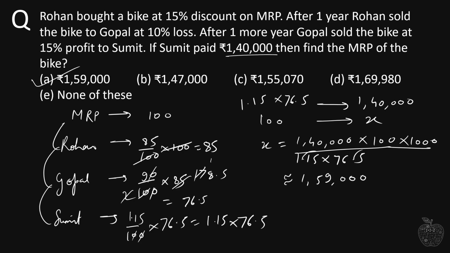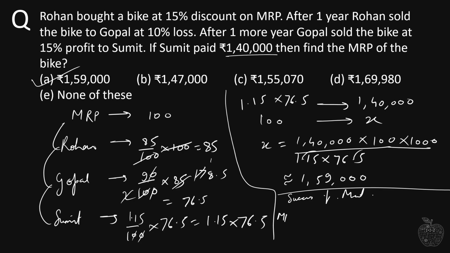Now this is one way of solving a question. There is another method which is called successive percentage method. So I'll show you that too. That is much easier. So successive percent method here is, we know that Rohan bought it at 15% discount on MRP. So let's say MRP here is this, and he bought it at 15% discount. So that means he bought it at 100 minus 15, which is 85% of MRP. Now this is the price of the bike.